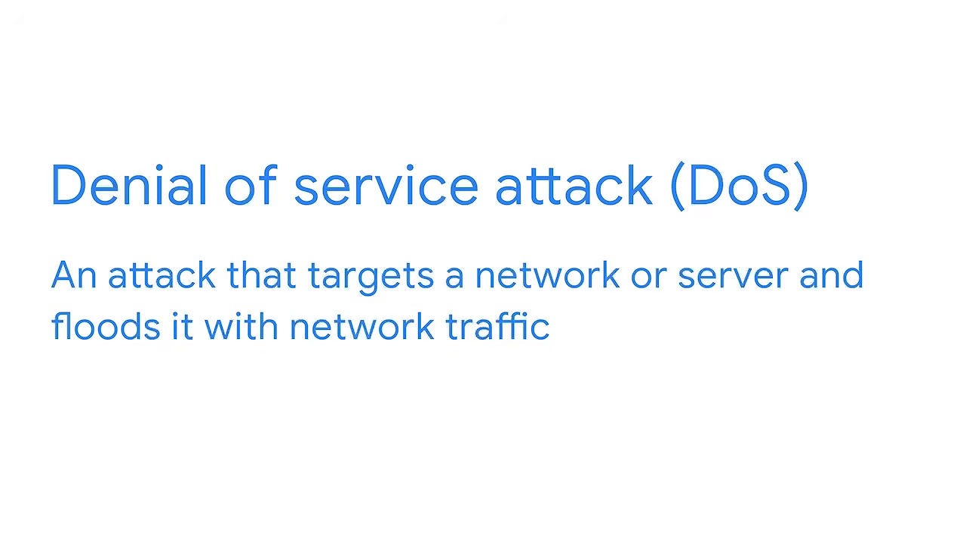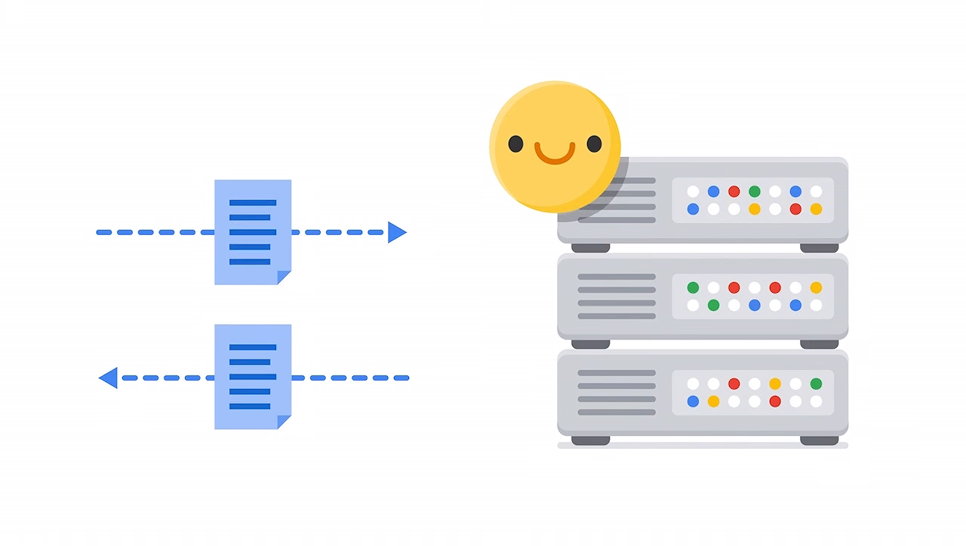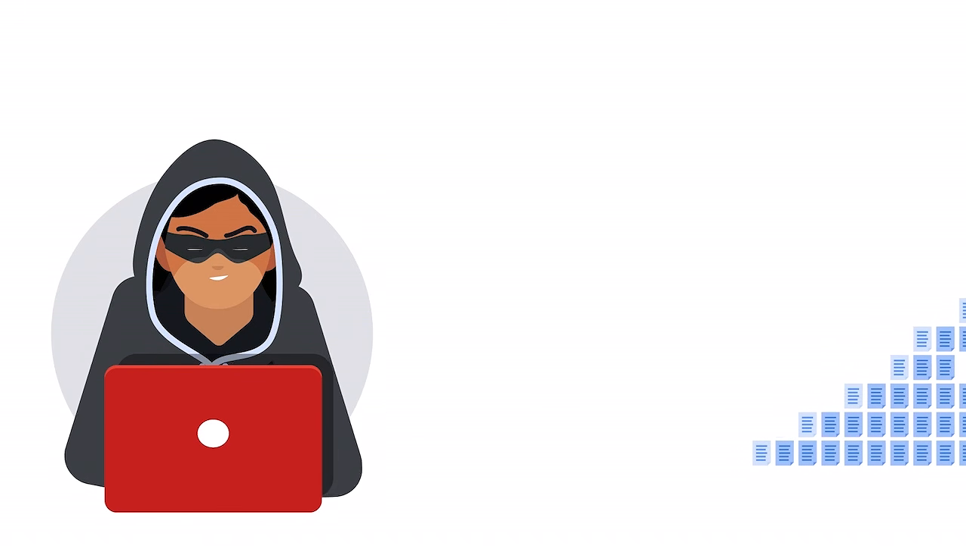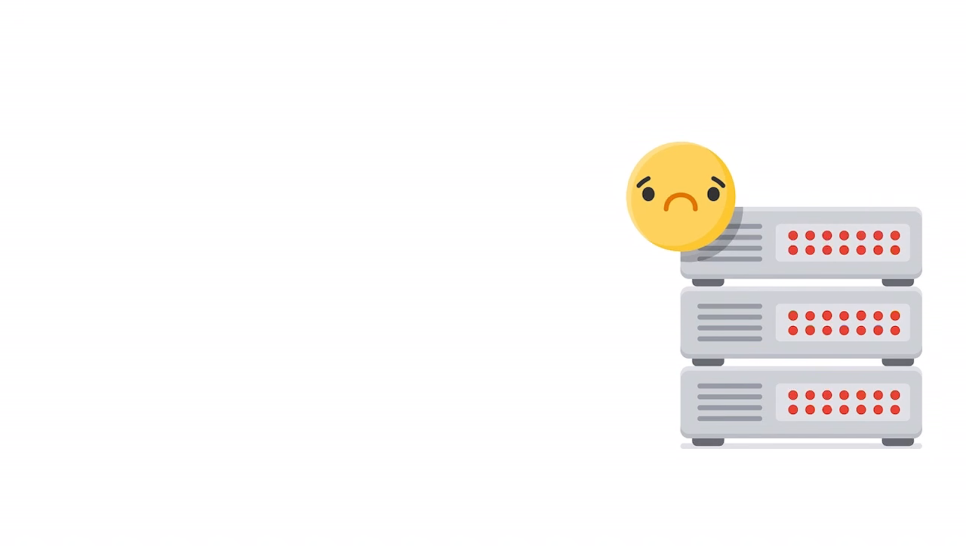Welcome back. In this video, we are going to discuss denial of service attacks. A denial of service attack is an attack that targets a network or server and floods it with network traffic. The objective of a denial of service attack, or a DOS attack, is to disrupt the normal business operations by overloading an organization's network. The goal of the attack is to send so much information to a network device that it crashes or is unable to respond to legitimate users.